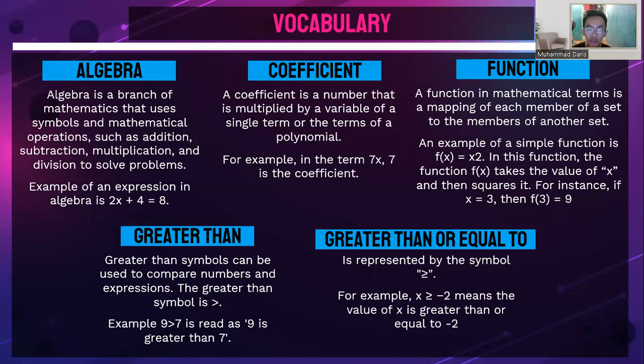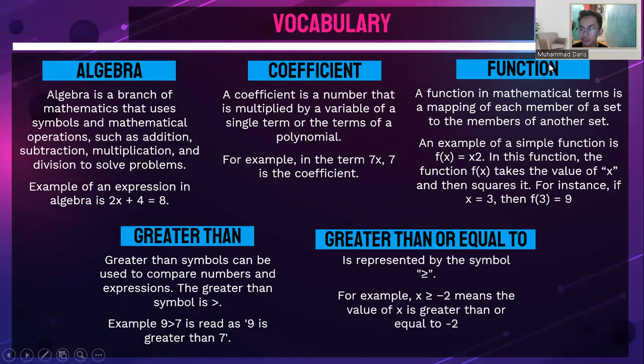Second is coefficient. The meaning in Indonesian is koefisien. A coefficient is a number that is multiplied by a variable in a single term or the terms of a polynomial. For example, in the term 7x, 7 is the coefficient. Or in this equation, 2x plus 4 is equal to 8, 2 is the coefficient.